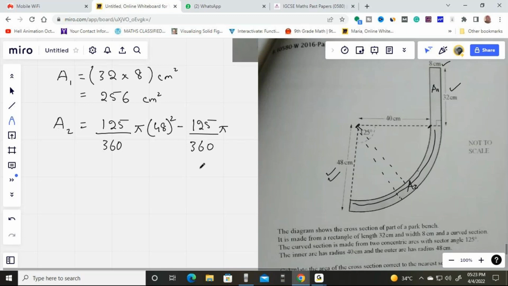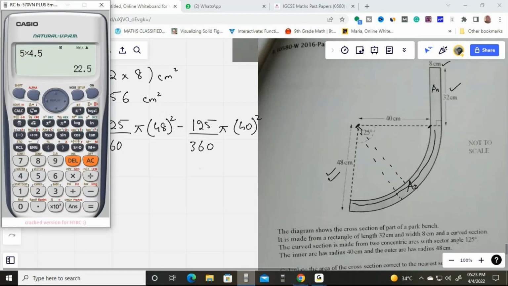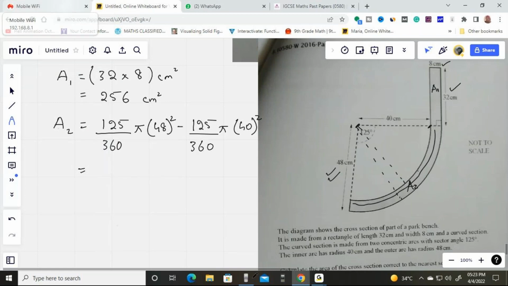You can see that 125 upon 360 pi is common, so I can take it out. Before taking it out, I need to simplify this fraction first. So 125 upon 360, 125 divided by 360 is 25 by 72. This is the simplified form. So I just take it out. 25 by 72 pi outside, and 48 square minus 40 square. Now, just tell me the answer of this A2.